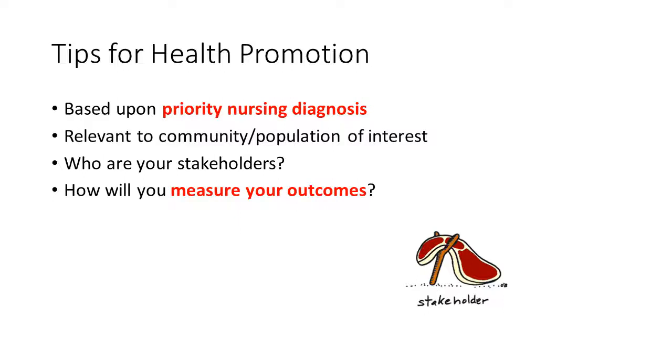The other piece of it is that's what I'm talking about, where it has to be relevant to your community or population of interest. If you have a nursing diagnosis that is not related at all to your population of interest, then it's going to be difficult for you to measure the outcomes. So that's the next part of it.